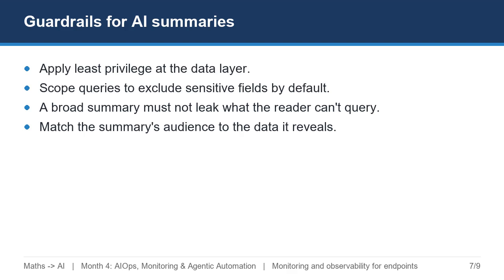Here's the guardrail for this lesson. When an AI summarizes telemetry for a wide audience, apply least privilege at the data layer. Scope the underlying queries to exclude usernames, serial numbers, or security incident detail unless the viewer is entitled to them. A broadly shared AI summary must never leak data the reader could not have queried themselves. You enforce this at the query, not after the fact.